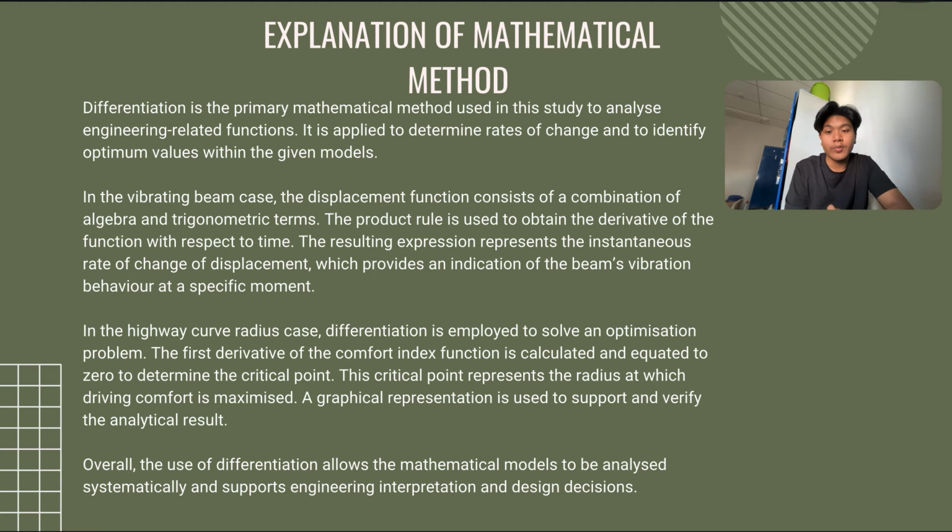at the specific moment. In the highway curve radius case, differentiation is employed to solve an optimization problem. The first derivative of the comfort index function is calculated and set equal to 0 to determine the critical point. This critical point represents the radius at which driving comfort is maximized.